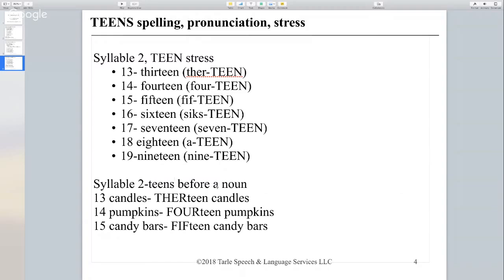You would not be incorrect to say, I need 13 candles. That's fine. If people struggle to understand you, you know that I'm all about clarity. So go for clarity so that people understand you. Okay, so that's the most important part, is just make sure people understand you. And I think to go for clarity, it's to stress syllable number 1 when you are talking about the tens, and stress syllable number 2 when you're talking about the teens.